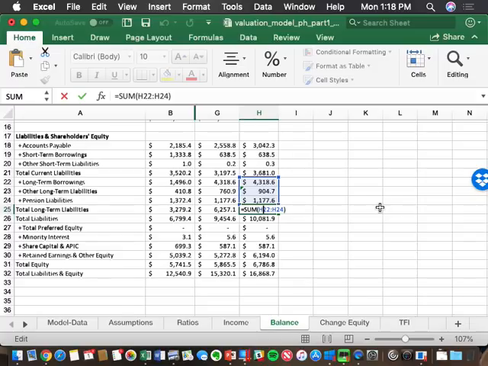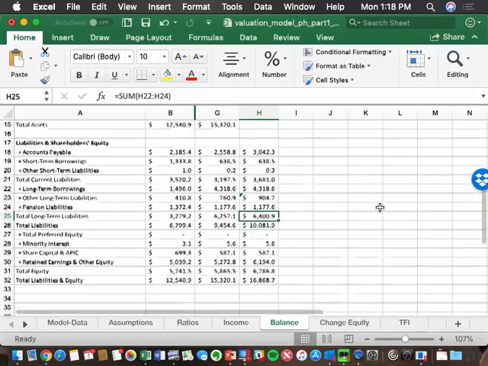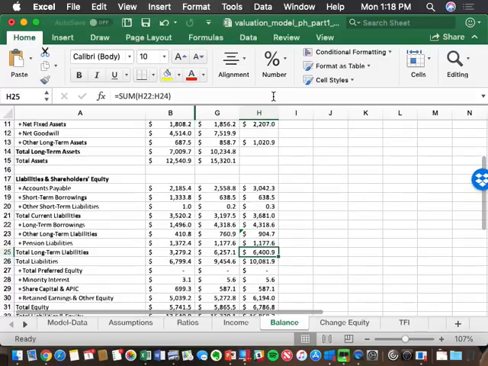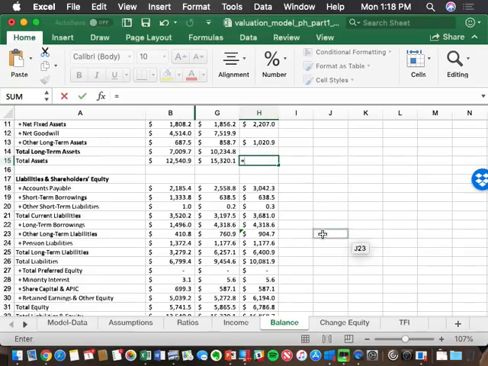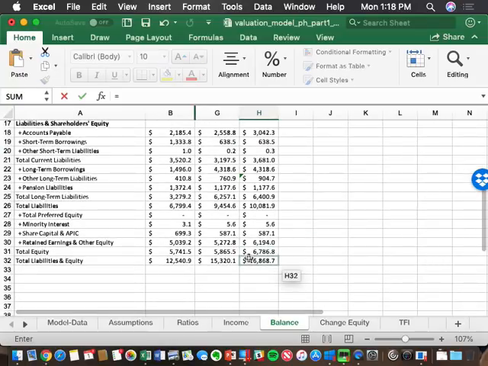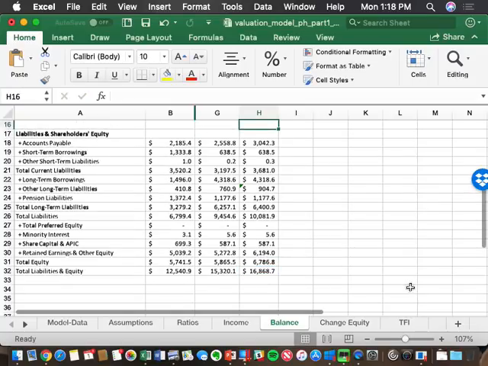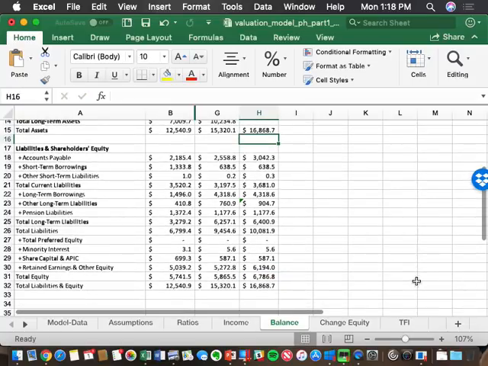Okay? So, very important next step. We must have our balance sheet balance. If our balance sheet doesn't balance, we'll never have a valid model. Okay? So, I'm going to show you how to get a balance sheet to balance in your forecast. This is the important step. Go to cell H15, which is total assets, equals cell H32. Now your balance sheet balances.